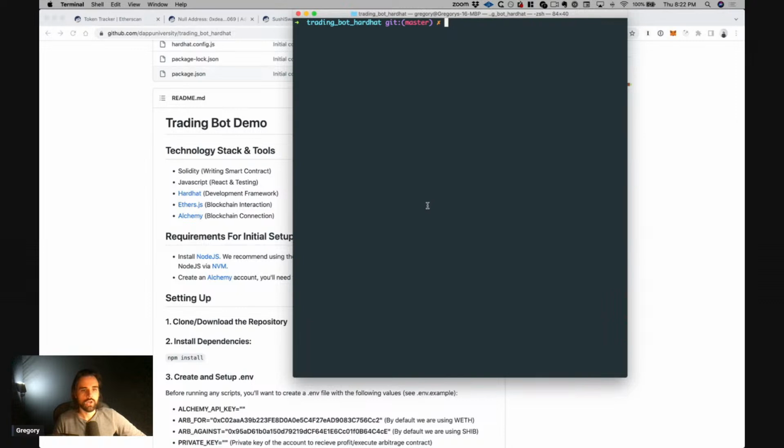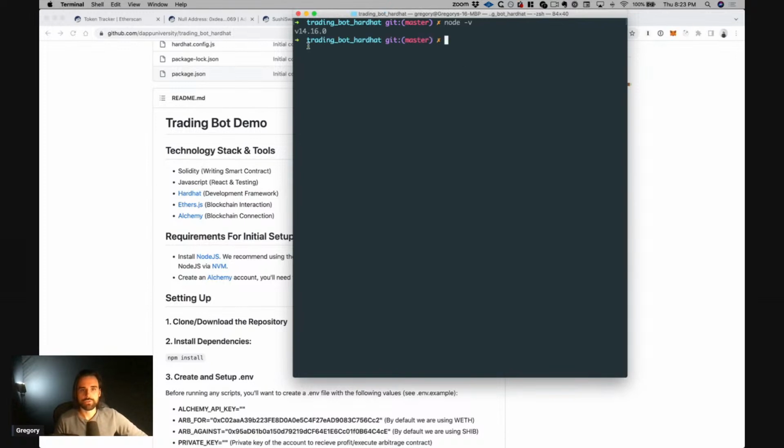Node.js is also going to give you Node Package Manager, which is going to let you install all of the other dependencies for this project. Okay, so you can go into your Trading Bot folder here inside your terminal, and you can check your Node version like this.